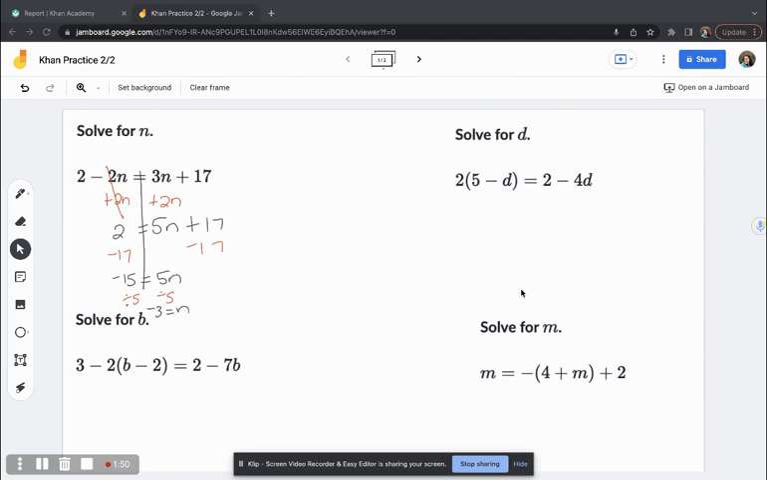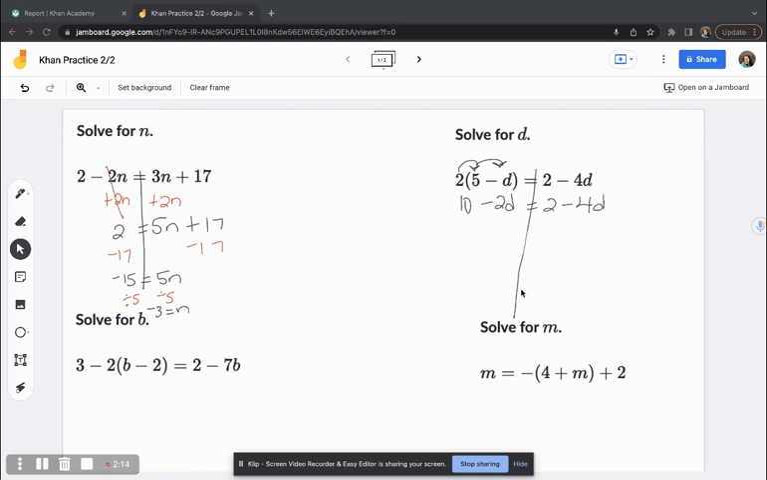Right, for our second example, we have 2 parentheses 5 minus d equals 2 minus 4d. So when I see parentheses here, that tells me that I need to distribute. So I'm going to multiply out the 2. So 2 times 5 is 10 minus 2d equals 2 minus 4d.